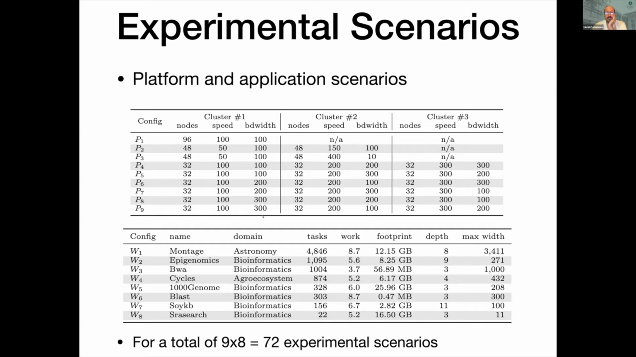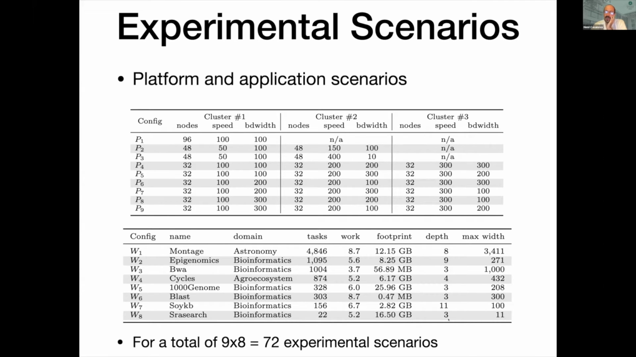Okay. And then we have to pick scenarios for the workflow. So here, in our case study, we don't pick them arbitrarily. We actually use real-world workflow configurations. So those are applications from various scientific domains with different numbers of tasks, different amounts of work. This is the total work in hours of the workflow on a reference machine, data footprints, and then different shapes of the acyclic graph, meaning the task graph, different depths and different maximum widths of the levels in the graph.